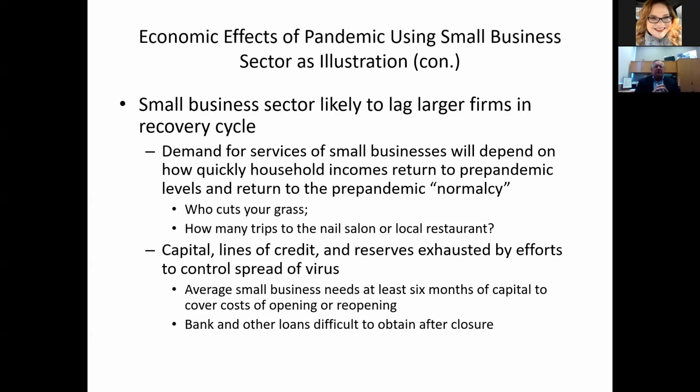The other problem here is capital, the money required to run a business. Capital lines of credit and the reserves have been exhausted by efforts to control the spread of the virus. That is, when you shut down a business, even if they get some money from the federal government to keep employees on payroll time, they're using money in their reserves to keep the place open. The average small business needs at least 6 months of capital to cover either the costs of opening the business or the costs of reopening the business. And those reserves are being exhausted.